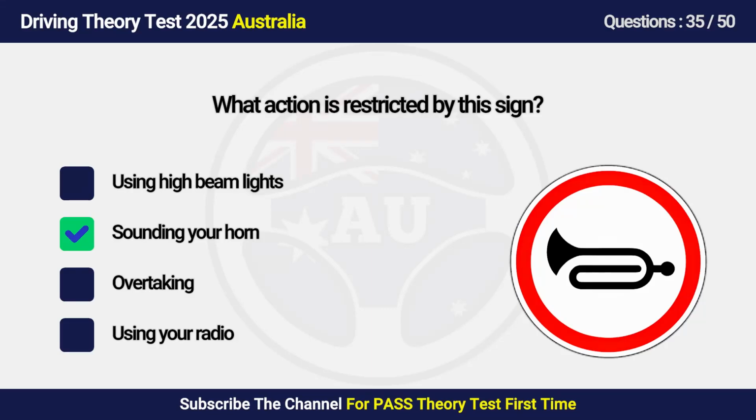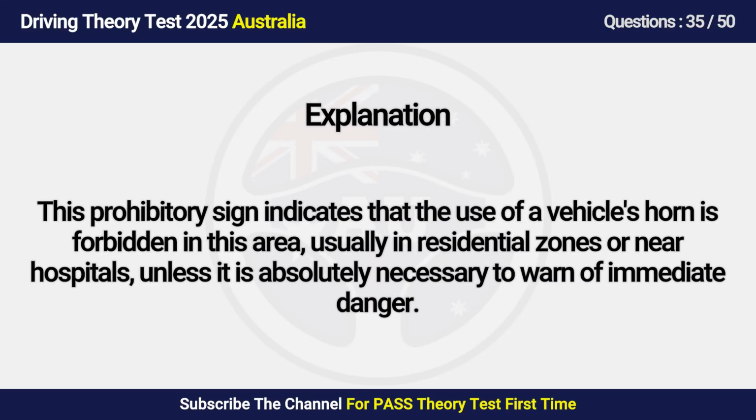Answer is B. Sounding your horn. This prohibitory sign indicates that the use of a vehicle's horn is forbidden in this area, usually in residential zones or near hospitals, unless it is absolutely necessary to warn of immediate danger.